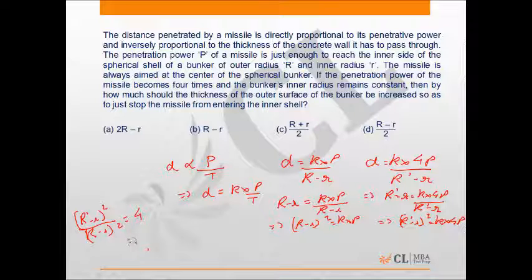So I can say that capital R dash minus small r is twice capital R minus small r, which implies capital R dash is equal to twice capital R minus 2r plus r, which is equal to 2R minus small r. Thus in this case, if you look at option A, it is correct.